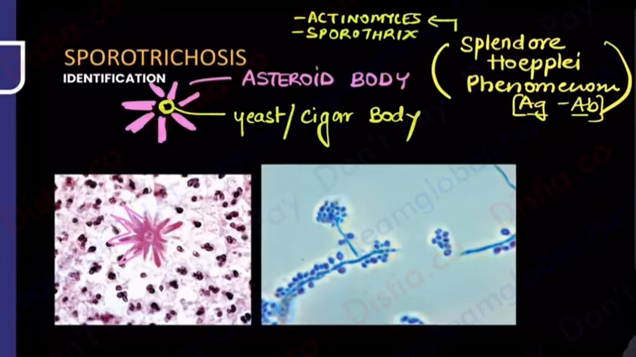Remember, the organism is in the center round thing. A cigar is obviously elongated, but here they've shown it in cross-section, so it looks like a dot. So please remember, you're seeing it as a dot. That yeast, that organism, is the cigar body, and around it all of this starry thing is the asteroid body. So you've seen the stars, you've seen the cigar.